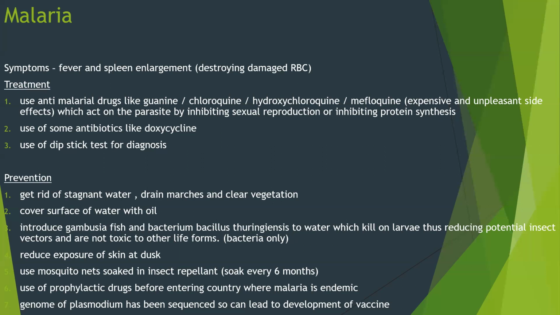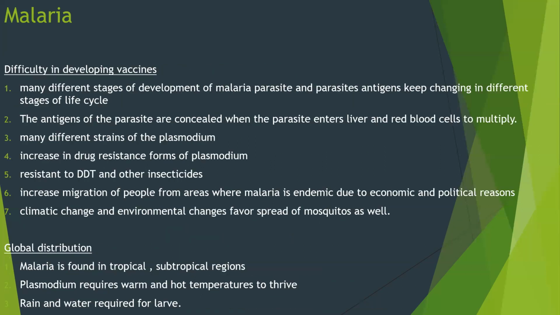Furthermore, the genome of the Plasmodium is fully sequenced, so this allows multiple research facilities to lead the development of vaccinations and so on. So let's talk about the difficulty in developing vaccines. We know that the entire genome is sequenced. So what's the problem with developing a vaccine for malaria?